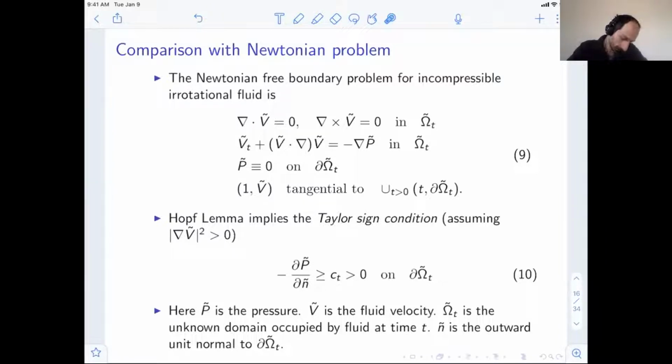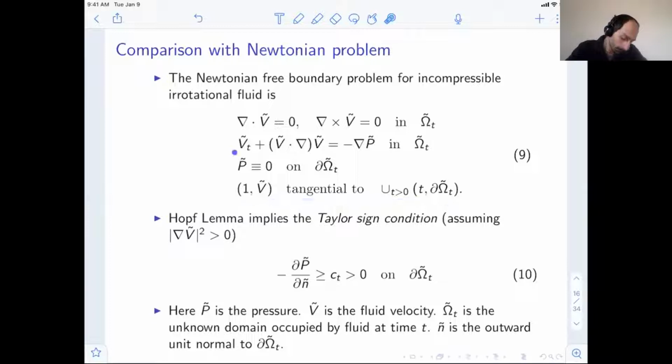difference. But okay, so the equations are like this. This time the difference is that this v tilde is not a space-time vector; it's just a spatial vector, right? It's a free vector. But the equations are divergence free, curl free. Again, we're looking for an unknown domain where the pressure is 0 on the boundary, and this vector, this time 1 comma v tilde, because v tilde is now just a free vector, is tangent to the boundary.